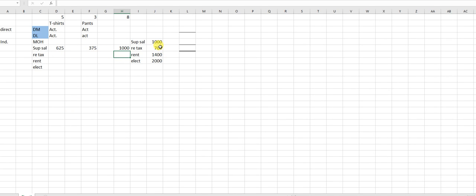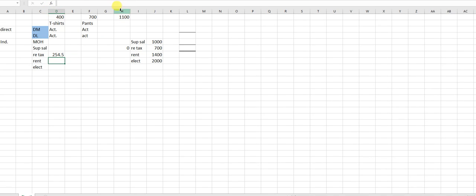Real estate taxes, maybe these take up a certain amount of square footage in the shop, and let's say this one takes up 400 square feet, and this one takes up 700 square feet, so I have a total of 1,100 square feet. Notice my supervisor salary, I should change that. And my real estate taxes, I'll allocate based on square footage. 4 divided by 1,100, that gets that percent.